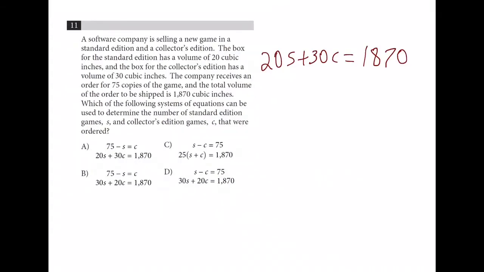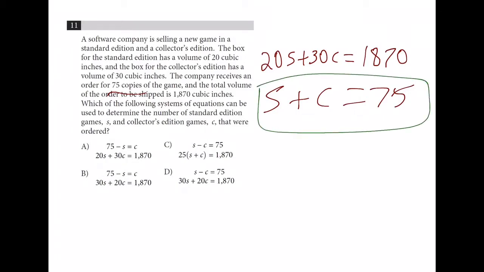The first equation we'll write is 20S, which we get 20 per standard edition, and 30 per collector, so plus 30C, is equal to the total volume of the order, 1,870. Secondly, if there are 75 copies of the game, that means standard plus collectors is 75. And if you notice, none of these match up exactly, especially with this equation. We could try to manipulate this equation, but we could also notice that A is the only choice that has 20S plus 30C equal to 1,870. Well, A is the right answer.